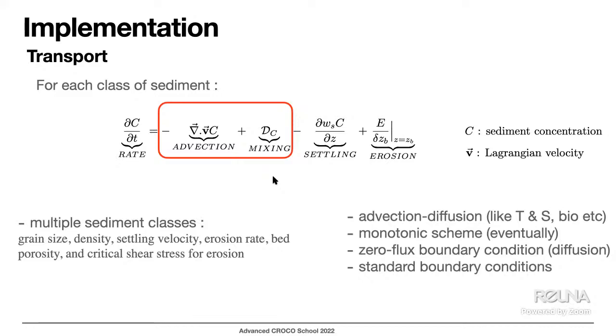And the boundary conditions at the bottom and at the surface are zero flux conditions. I mean, the flux at the boundary is in this term, at the bottom is in this term, and you have standard lateral boundary conditions. So you can, in your input boundary files, add a concentration of sediment from another simulation and so on.